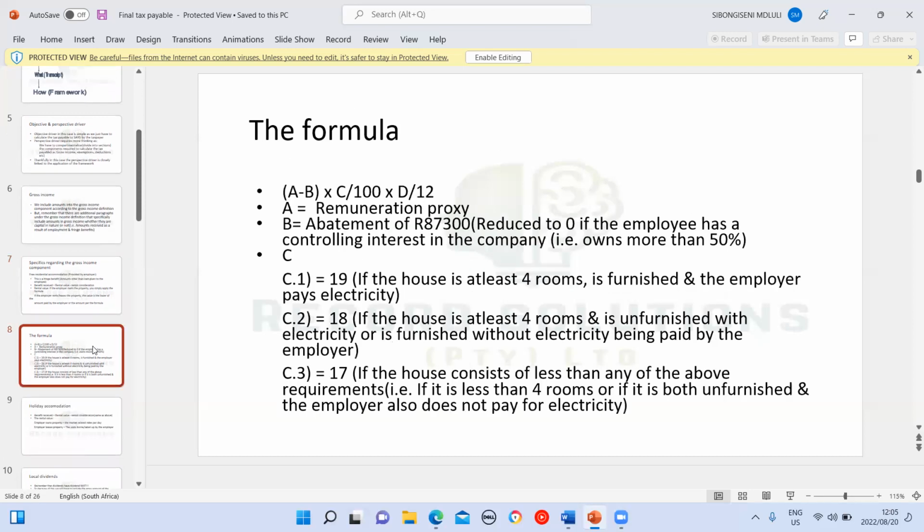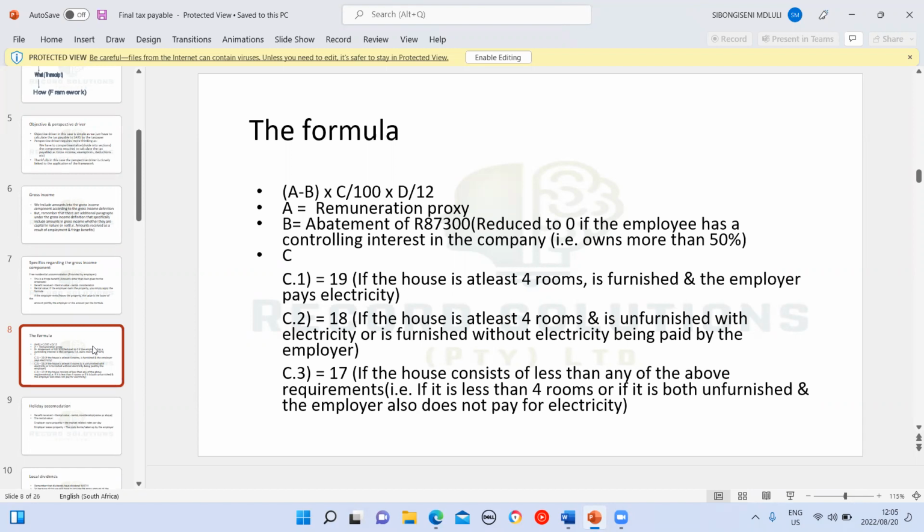Now let's head to the formula. The formula is (A minus B) times C over 100 and times D over 12. A represents the remuneration proxy. B is the abatement of 87,300 rand, but you must know that it will be reduced to zero if the employee has a controlling interest in the company, owns more than 50%. I don't know if that's within your scope, but at least you know it.